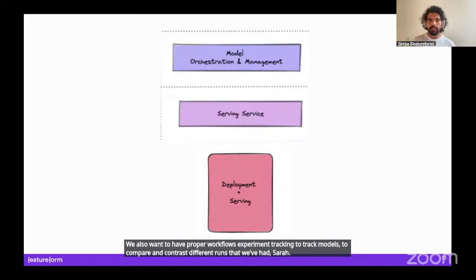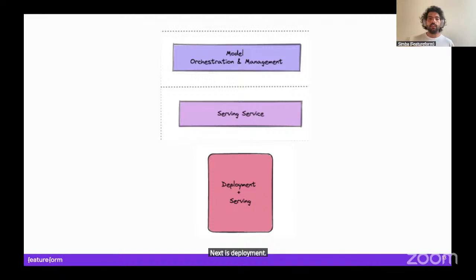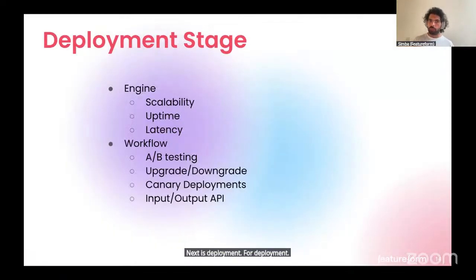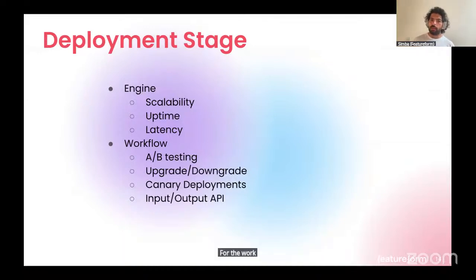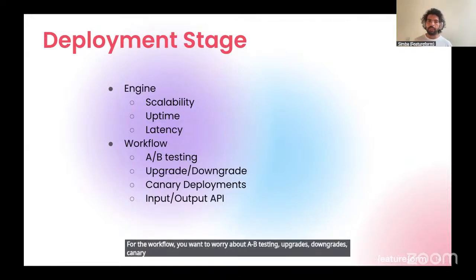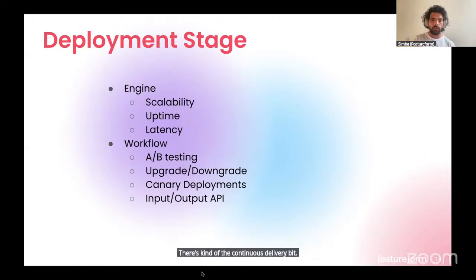Next is deployment. For deployment, there's also, again, two problems. The engine problem: you have this model, you want to run it, you want to make sure it's fast, you want to make sure it's properly using GPUs, you want to make sure it scales. For the workflow, you want to worry about A/B testing, upgrades, downgrades, canary deployments, having a proper API. There's the continuous delivery bit for that as well.